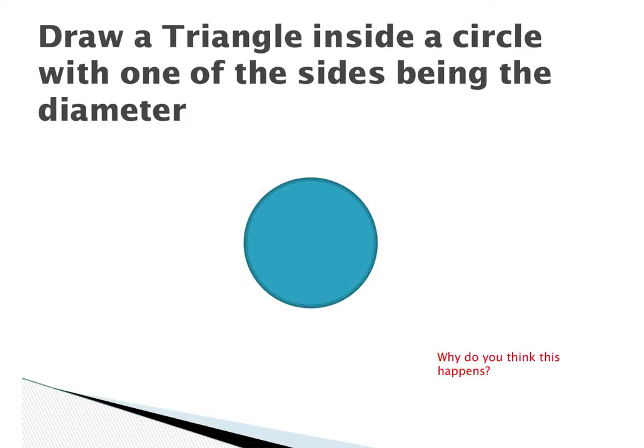Okay. Next, what I want you guys to do on this slide is I want you to draw a triangle inside a circle with one of the sides being a diameter. Okay? So start, you can draw your diameter anywhere, but put the center down and draw a diameter that goes through that center. So from one edge of the circle to the other. And then draw any triangle from there. But remember, it has to be inscribed.